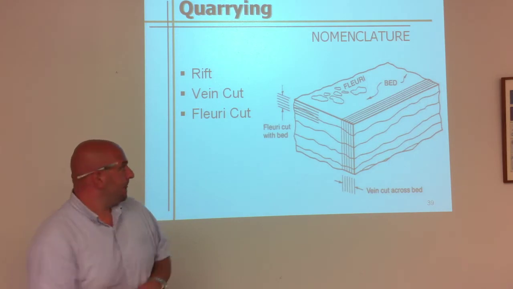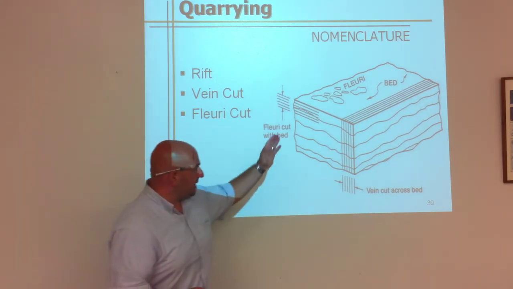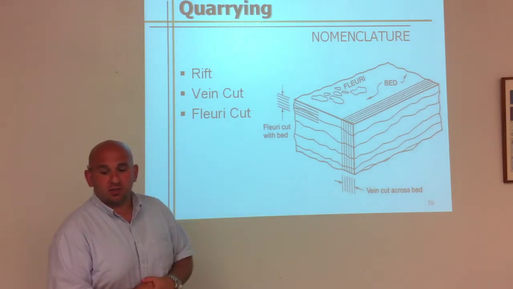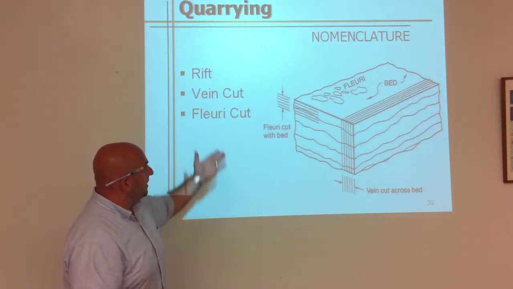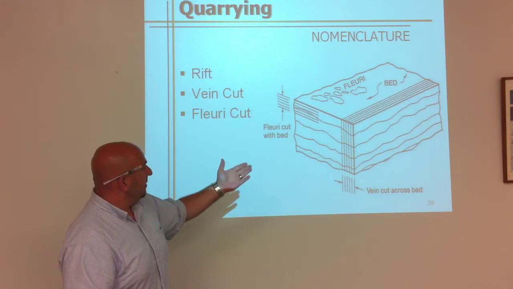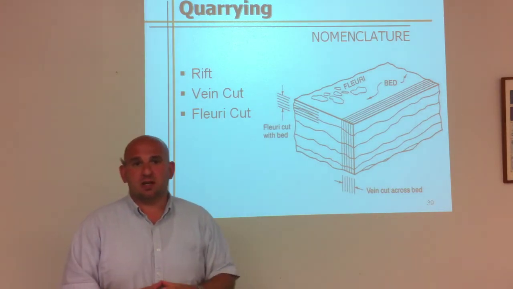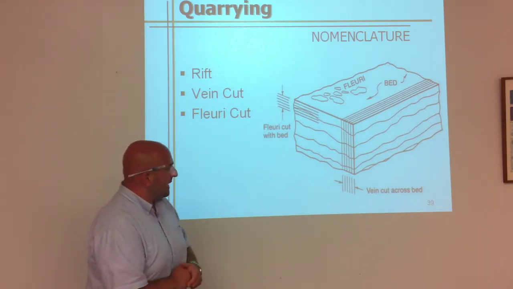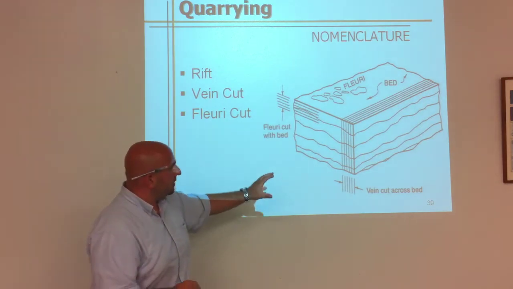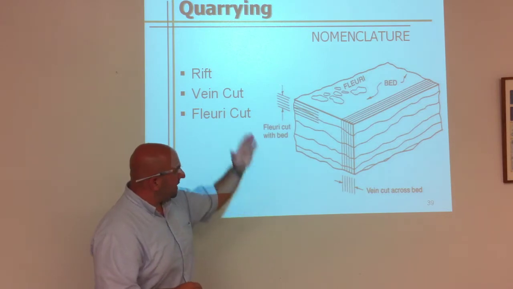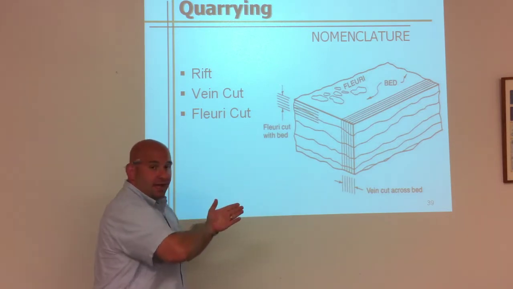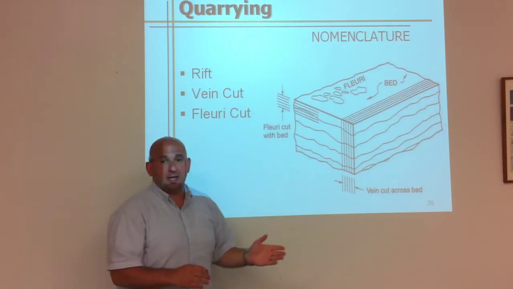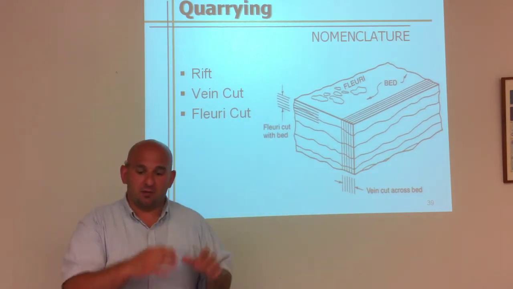A vein cut would be cutting across the bed of the natural direction of the stone, and a flurry cut is cutting across the bed with the flurry, and flurry means flowers in French, so it kind of gives that flowering look to the grain of the block. So if this is a block of stone, you're looking at a vein cut coming across this way, so it shows the veins, the natural movement of the stone, and a flurry cut being cut with the bed across the vein, so you see the flowering of the stone.